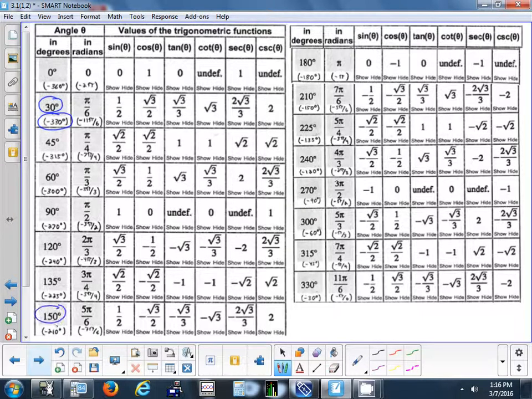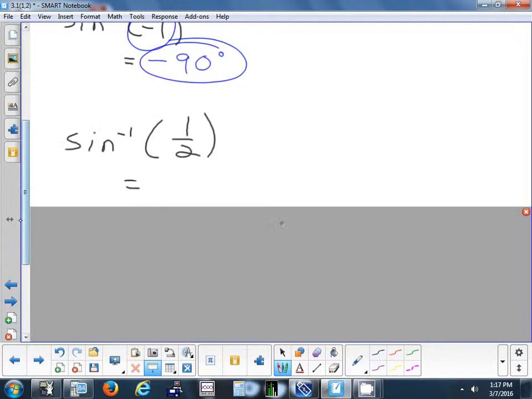Okay, this is the second answer. This is like the problem when I drew the horizontal line and it hit the curve twice. Here's the second time it's hitting. Now, we already decided we're going to be between what two numbers? Negative 90 and 90. So out of these four things I just circled, only one of them is correct. Which one? 30. 30 is the only one between negative 90 and 90.